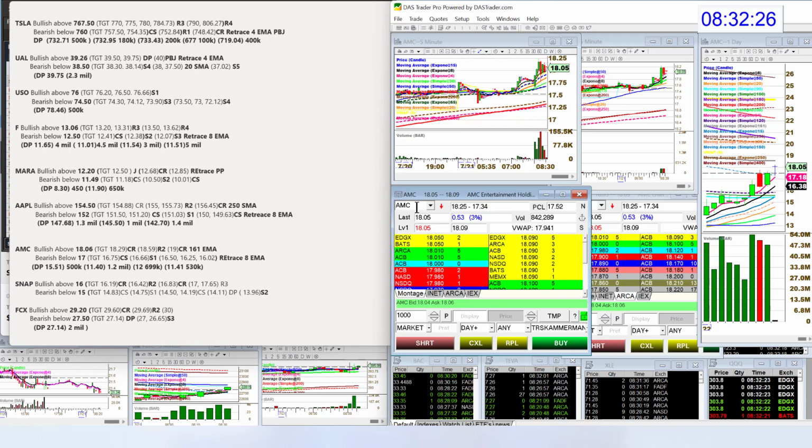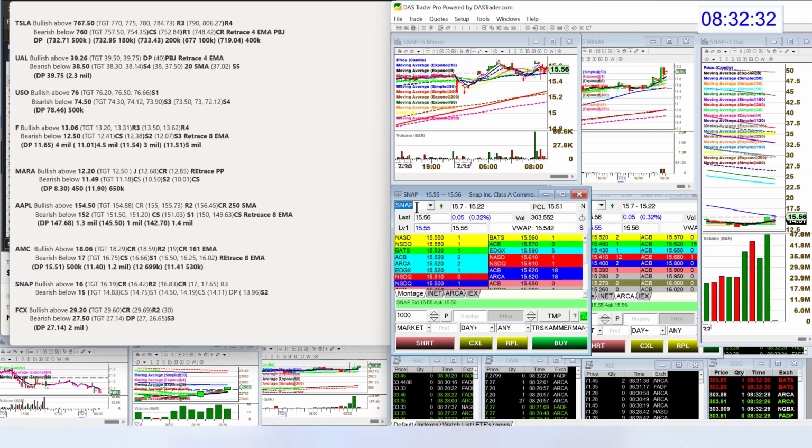Yeah, it's been in the dark pool insights. It's been in the whisper. So great trade this week. Snap, lots of volume this morning. I like the chart. Bullish above 16, bear below 15.